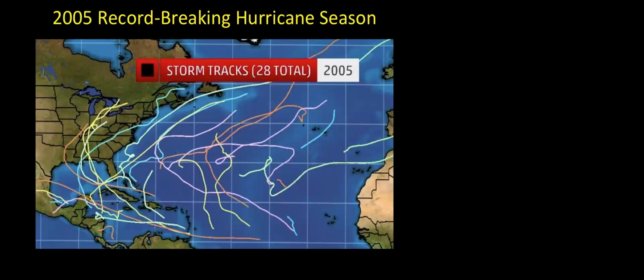So here's some examples of the kind of things we're talking about. So with the warming ocean temperatures in the tropics and the more hurricanes, we had that record-breaking hurricane season in 2005 where we had 28 tropical storms. We actually ran out of letters to name them. We had to go into the Greek alphabet in 2005. That had never happened before.